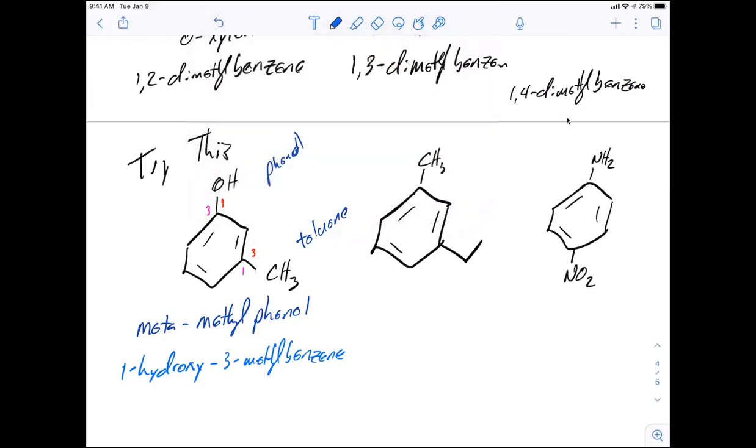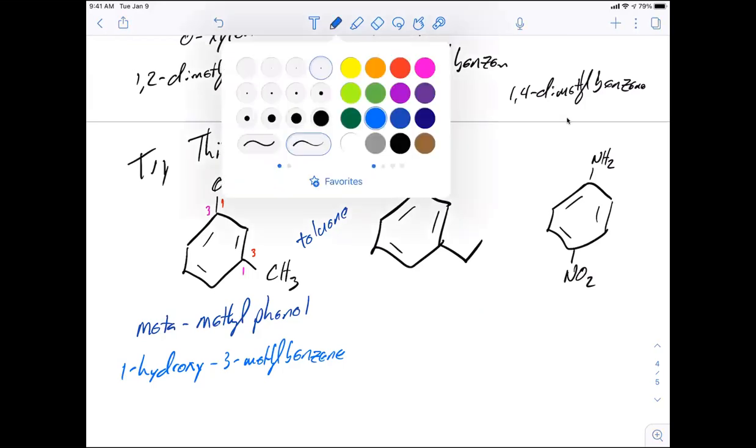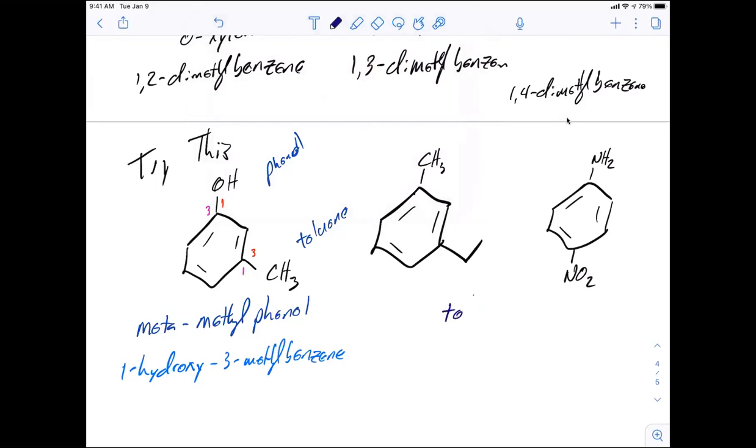We got the ethyl group. We don't know what the side group name is there, so we can use the toluene. So I'm going to have toluene, let me use the same color, the darker blue. So toluene. And now I have an ethyl group, right, and I'm going to have that also on the meta. This time I'm just putting the m.